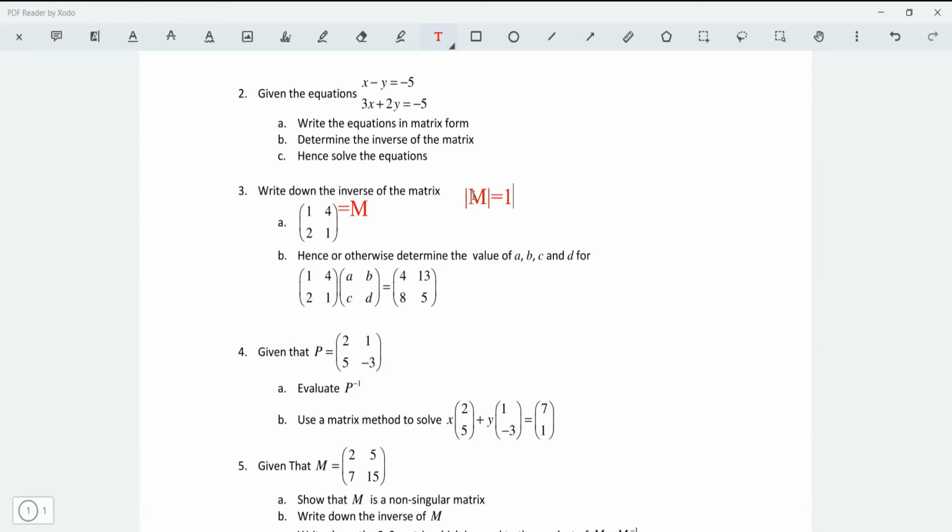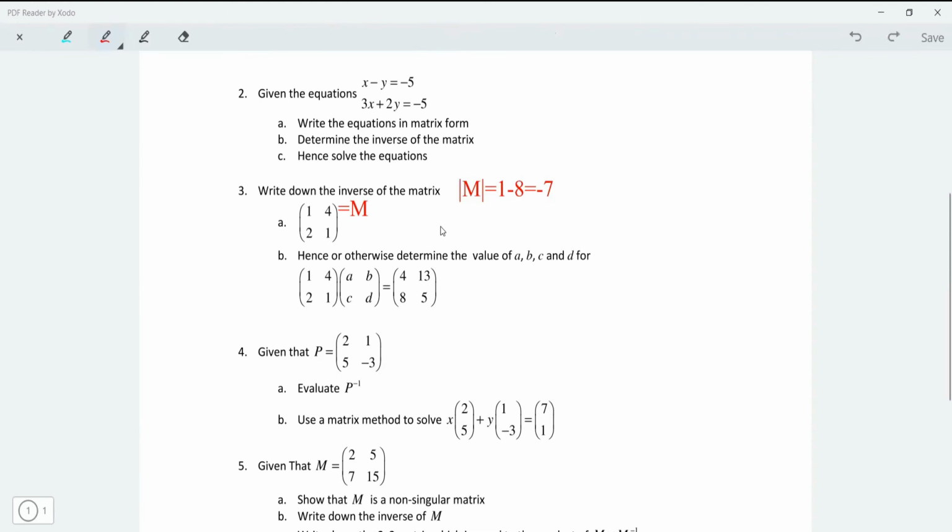1 minus 8. Very good, 1 minus 8, which is negative 7. So now we can just write down the inverse of M. They said write down, so we shouldn't show a bag of calculation. M inverse is 1 over the determinant, 1 over minus 7, multiplied by the adjoint. What's the adjoint? 1, 1, and then negative 4, negative 2. Very good, negative 4 and negative 2.